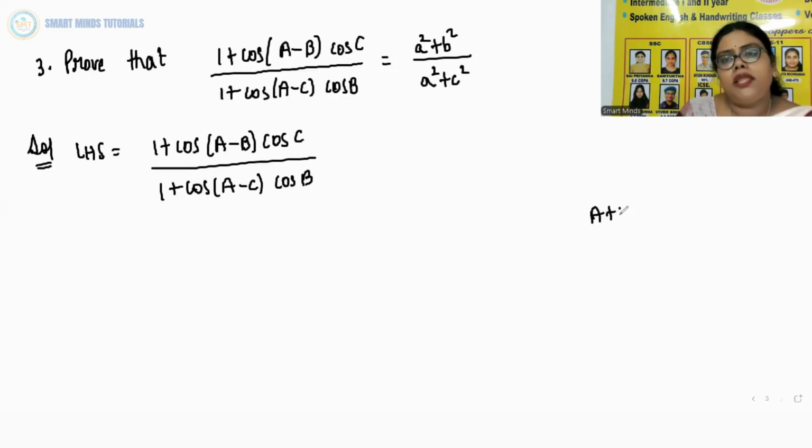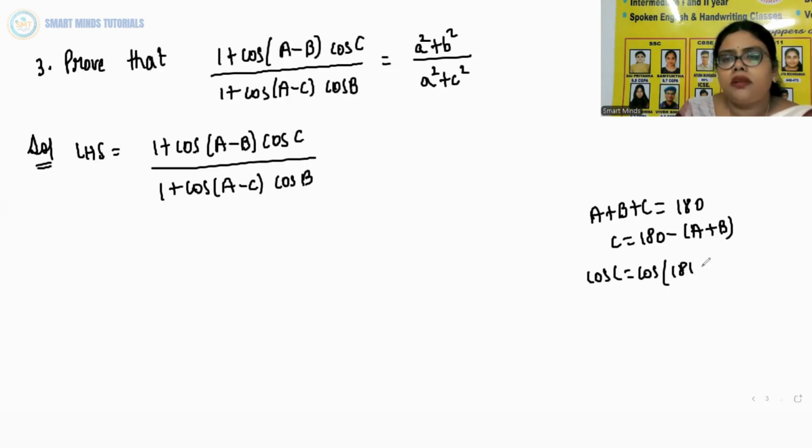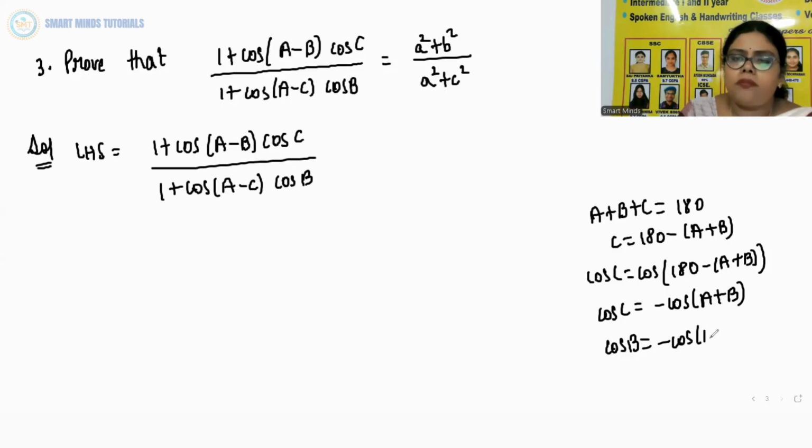So we know that A plus B plus C is 180. So C is 180 minus (A plus B). Right? So cos C is cos(180 minus (A plus B)). But we know that cos(180 minus theta) is minus cos theta. So we can write cos C as minus cos(A plus B). The same way we can write cos B as minus cos(A plus C).